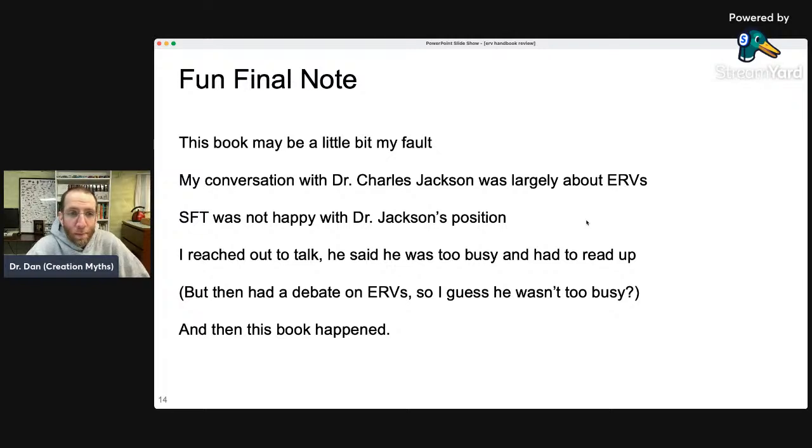Okay. Had to do research. Now, I feel like this book is a recent thing. Like, it wasn't in the works for a long time, because when I first reached out, he was just too busy and had to do research on ERVs where he was comfortable with it, and then did the debate, and then the book appears a couple months later. So I feel like I'm a little bit to blame for this book based on my conversation with Dr. Jackson and subsequent responses to it, which means this is kind of karma. Me having to read this book and review it is a little bit of karma there.